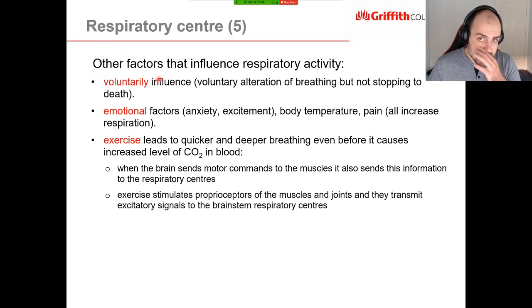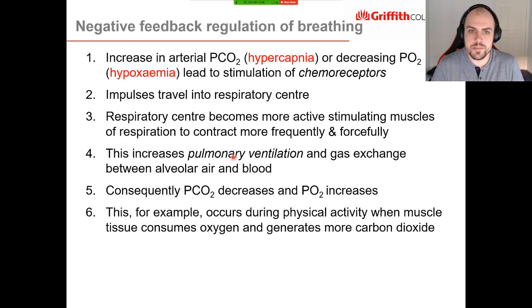Again, some other factors that influence respiratory activity: voluntary influence, as I've just said, emotional factors, exercise, okay, if you're running around and stuff like that. Negative feedback. So an increase in arterial CO2 can stimulate these chemoreceptors and cause you to breathe more. Additionally, if you drop your arterial CO2, that will actually reduce the urge for you to breathe.